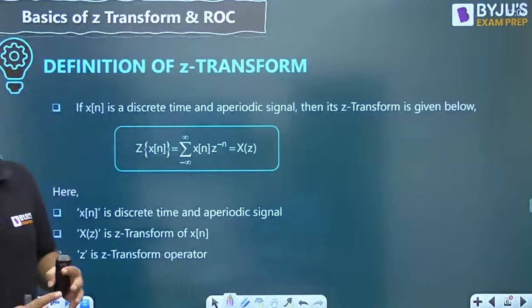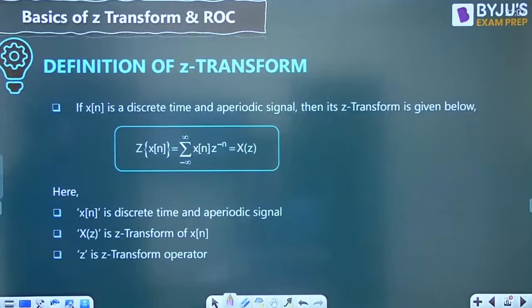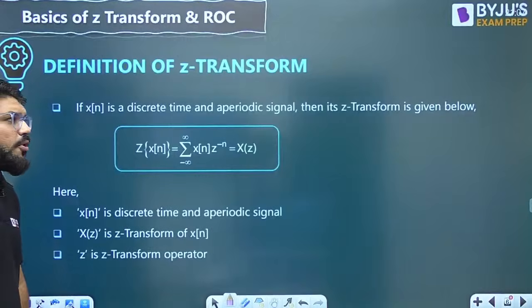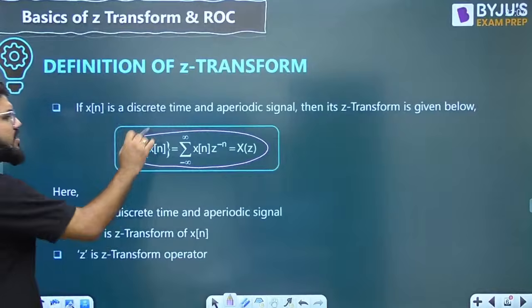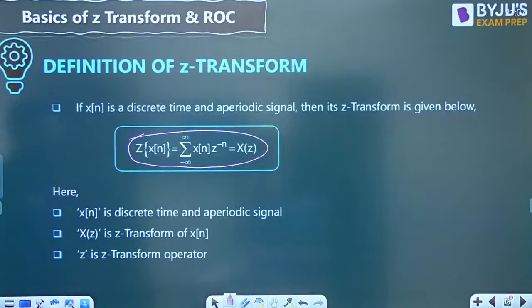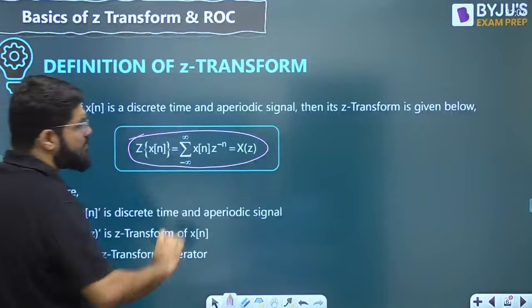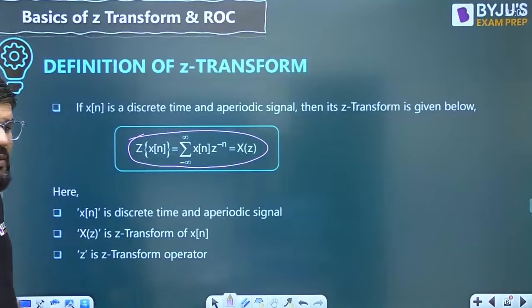So let's directly define the Z Transform and let's start evaluating the Z Transform for some of the important signals. So Z Transform for a signal x[n] is basically given by the summation from n equals minus infinity to infinity of x[n] z power minus n. Now what is z actually?